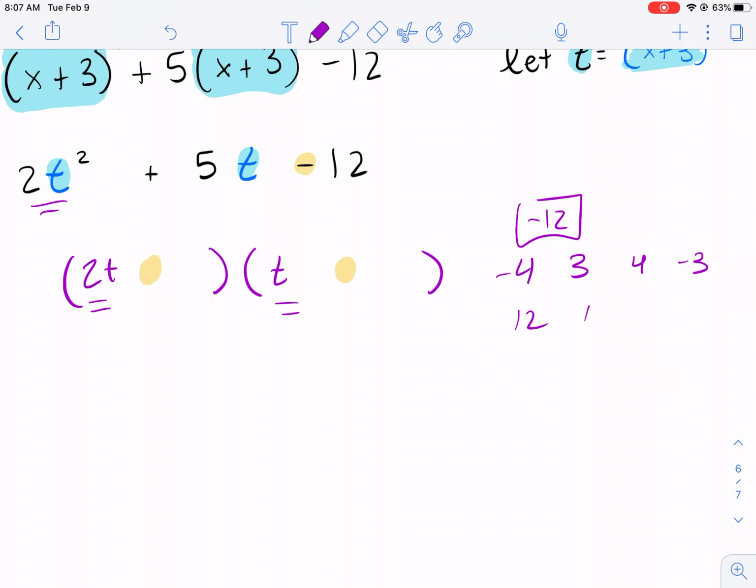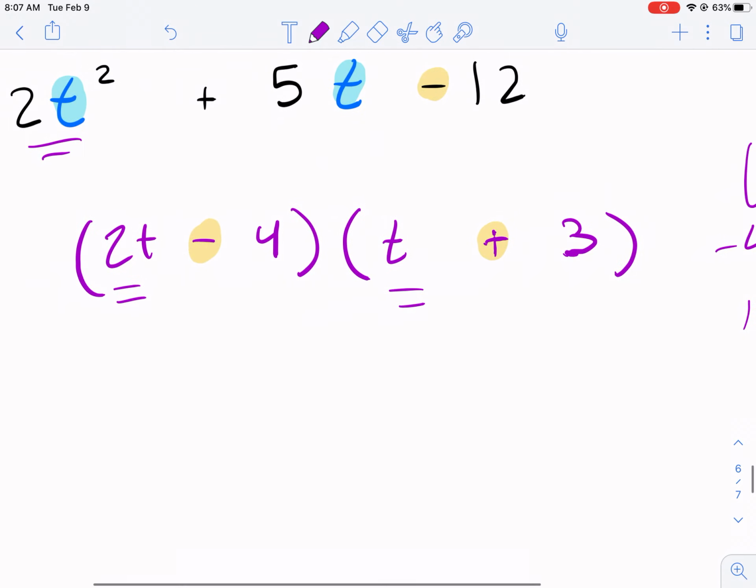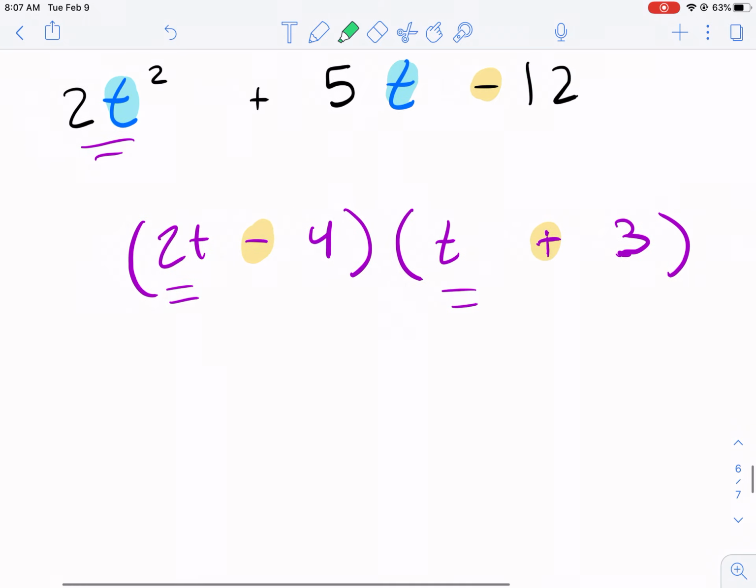So we're going to try that. So let's make this negative 4 and then positive 3, and we're going to start there and see what that gets us. Okay. Now, we already know that our last terms are going to be correct. Okay, negative 12, we already know negative 4 times positive 3 is going to be negative 12, so we don't really need to worry about the last term. We already know that 2t times t is going to give us our first term, 2t squared, so we don't really need to worry about that one.